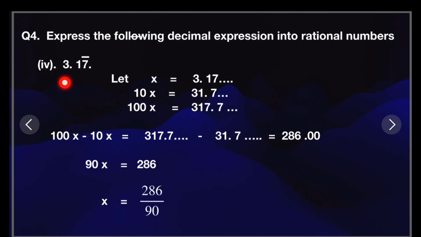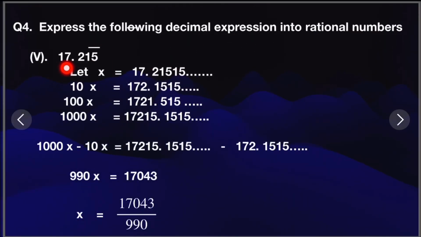Number 4, 3.17 bar. So let x is equal to 3.17 recurring. 10x will be, you shift the digit 1 place, 31.7. 100x means again 2 digits, so it will become 317.7. Now you can see that these two have the same decimal part, so you have to subtract to make it 0. So 100x minus 10x. When you subtract, the decimal part will not be there, only the number will be left, 286. So 90x is equal to 286, x is equal to 286 upon 90.